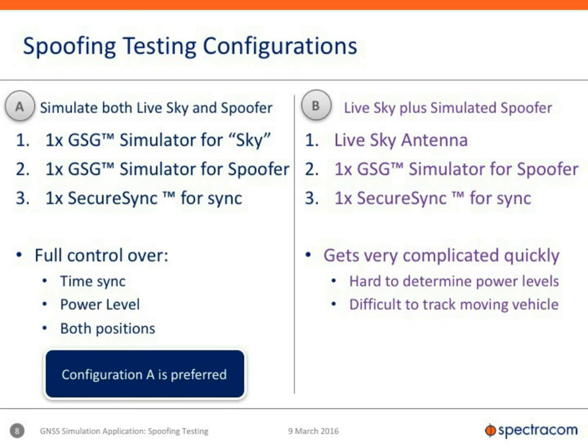Method B that I show here is where you're really using the live sky. So this is the realistic way. This is the way a bad guy would be doing spoofing, so it's very realistic. But as I said, spoofing is hard. It gets complicated very quickly. If you're doing it with a moving vehicle, you have to track that vehicle. You have a lot of variables now with power levels changing and positioning changing, and all these parameters are changing at once. So it's much more difficult to do testing in that way.